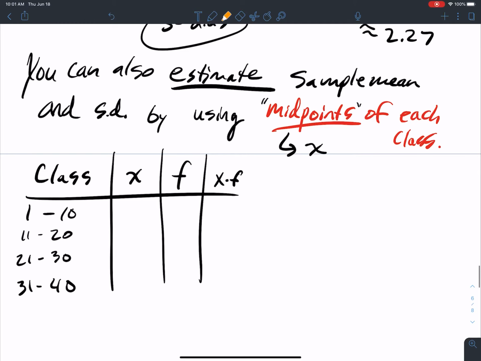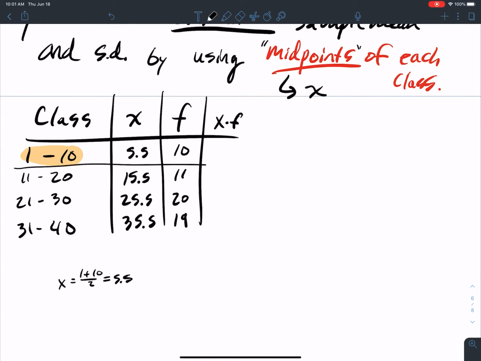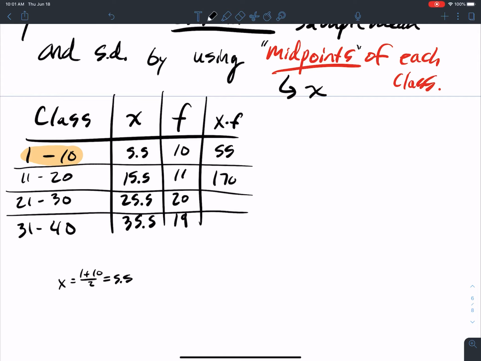How do I get the midpoint of this first class here? The midpoint, the x value, is equal to the average of the limits. So 1 plus 10 divided by 2, that's 5.5. So 5.5, 15.5, 25.5, and 35.5. Okay? Now we're told the frequency in the first class is 10, the next class is 11, then 20, then 19. So when I multiply x times f, I'm going to get 55, 170.5, 510, and then 674.5. Okay?